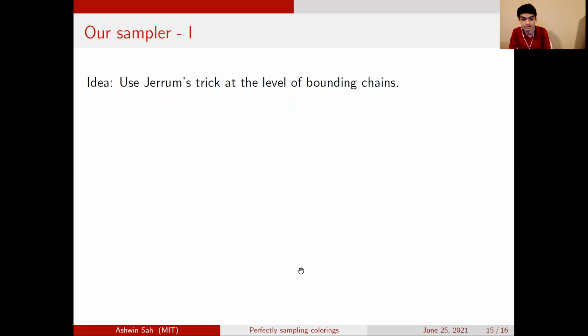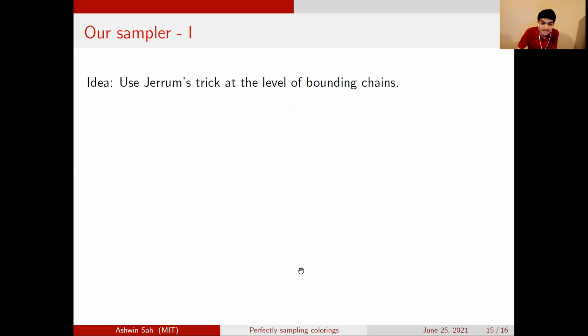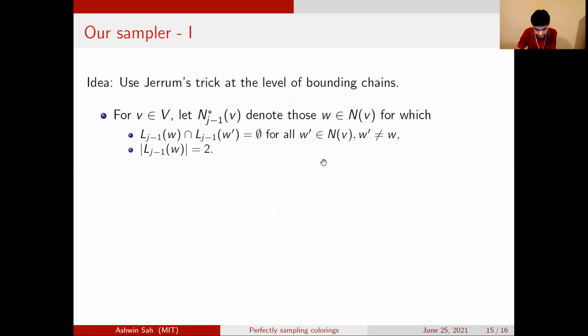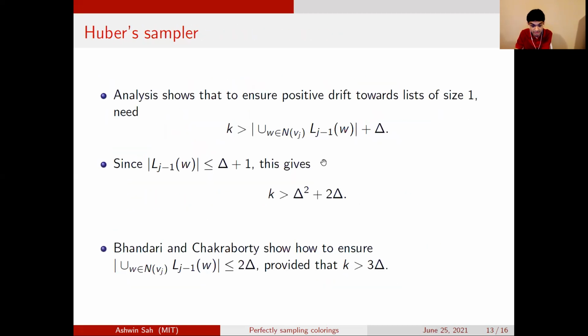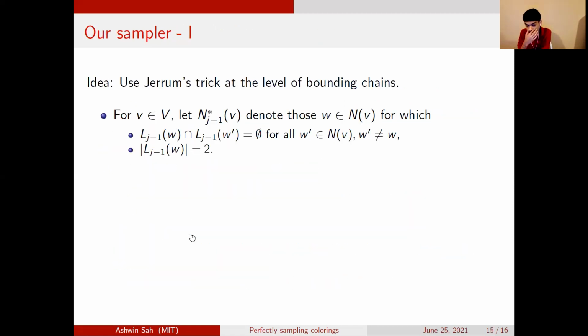So in terms of the positive drift phenomenon, we use Jerram's trick at the level of bounding chains. So suppose that we look at the neighborhood and we have some lists and they're size 1 or 2, let's say. We already know that. So either all of them are disjoint of size 2 and we have a union of size 2 delta, or there are some overlaps. Okay. If there are overlaps, then we're sort of winning in this condition, this union condition over here. But if there aren't overlaps, we have many disjoint pairs in this neighborhood.